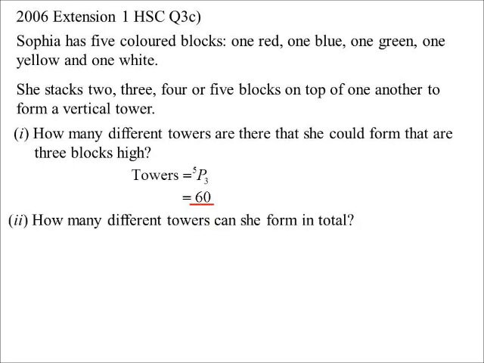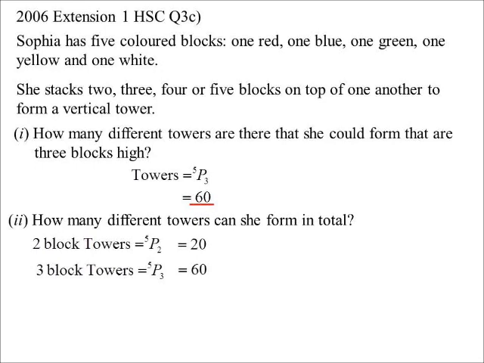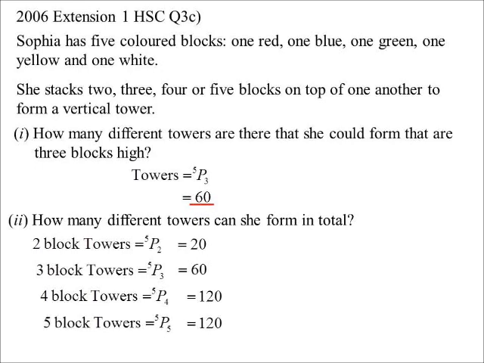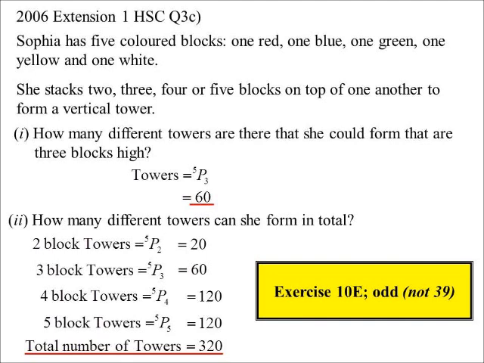Second part of the question. Well, how many towers can she make all up? All right. Well, 2 block towers, that'd be 5p2. That's 20. 3 block towers we just worked out. That's 60. 4 block towers, 5p4, 120. 5 block towers, 5p5, also 120. So in total, 320 different towers we could make.